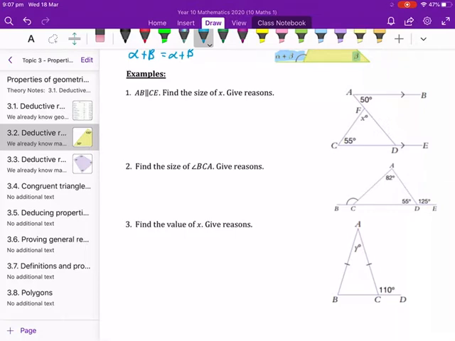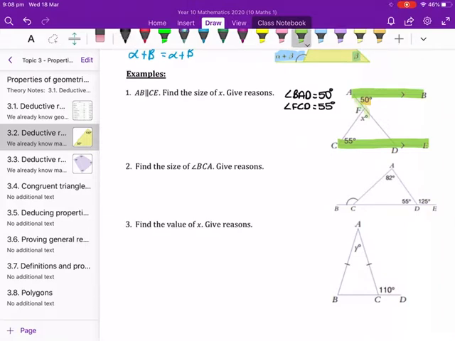For example 1, we have that AB is parallel to CE, and we want to find the size of X. So AB is parallel to CE, and I'll just draw along my parallel lines like so. We're trying to find X. We have been given that this is 50 degrees up here. The information we have been given is that angle BAD equals 50 degrees. We've also been given that angle FCD equals 55 degrees.